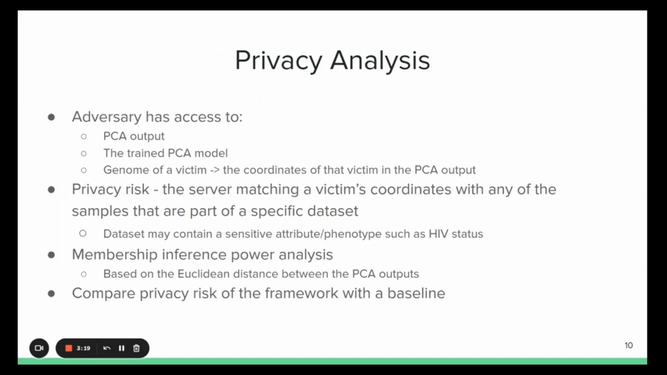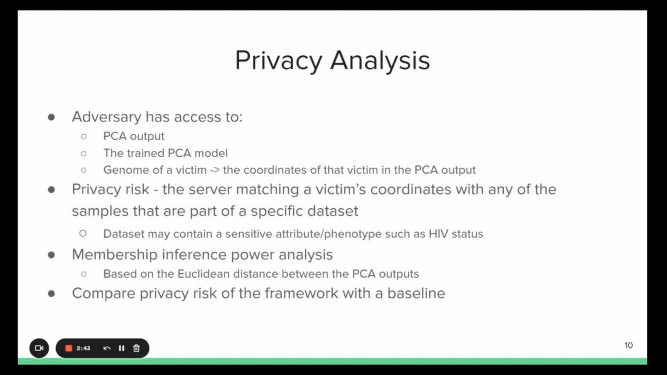For the privacy analysis, we have the adversary who operates at the server side and has access to the following: the PCA output for the whole collaborative study. It also has access to the trained PCA model and the genome of the victim. Since the adversary has access to the genome of the victim, it can also generate the coordinates of that victim in the PCA output. Now, the privacy risk in this case is the server trying to match a victim's coordinates with any of the samples that are part of that specific dataset.